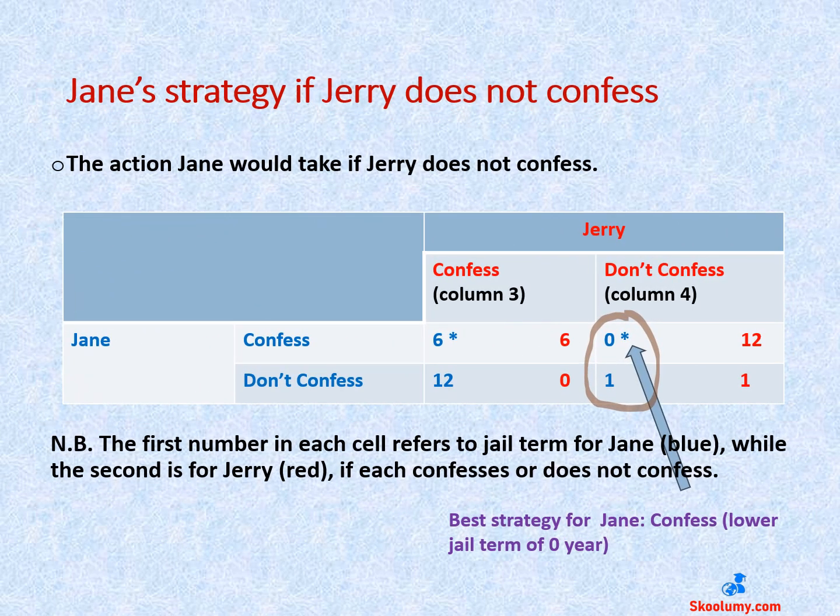We want to determine Jane's strategy if Jerry decides not to confess. We will start with Jerry to ascertain the effect of his action on the payoff of Jane, as this determines the action Jane will take. If Jerry does not confess, reading along column 4, Jane will get a 0-year jail term if she confesses. However, if Jerry does not confess and Jane does not confess, Jane will get a 1-year jail term. So, the option that Jane will choose, if Jerry decides not to confess, is the one with the lower jail term of 0 year, which is to confess.